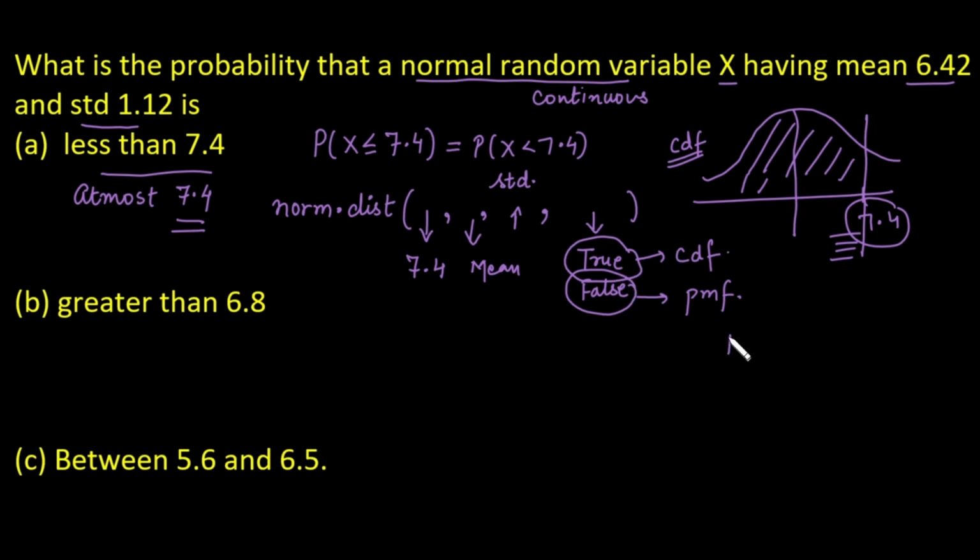Whereas if the question is to find the probability at x equal to 7.4, where x is a normal random variable and the mean is 6.42 and the standard deviation is 1.12, in that case the rest of the values will be the same, but we will write the fourth entry as false. So let's calculate this value in Excel.